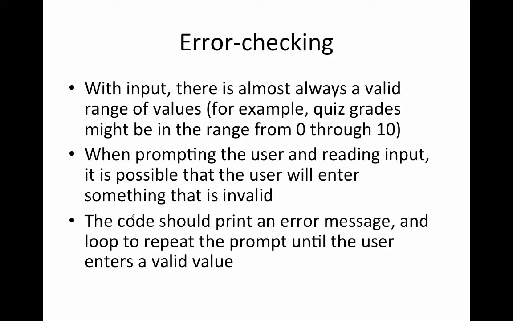When you have input into a program, there's almost always a valid range of values. For example, quiz grades might be in the range from 0 to 10, so they're numbers in the range from 0 to 10. When prompting the user and reading in input, it's possible that the user will enter something that's invalid. So what the code should do is print an error message saying, hey, that was invalid, and loop to repeat the prompt and ask the user again until the user enters a valid value, so a value that is in the valid range.